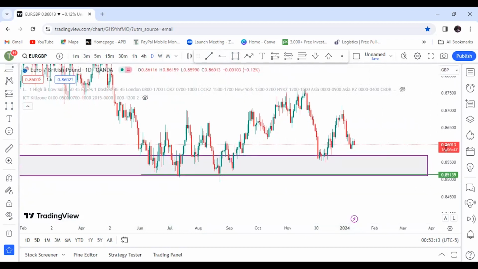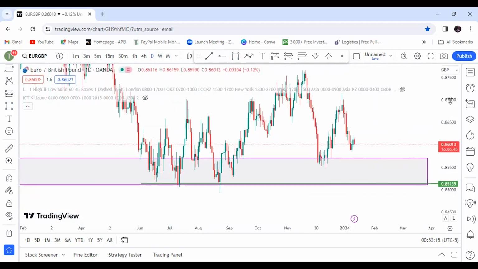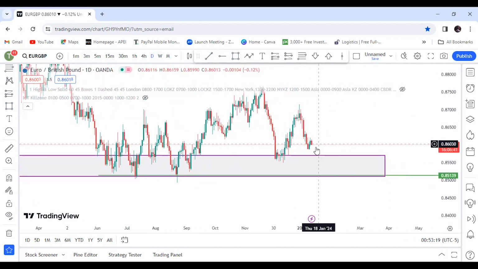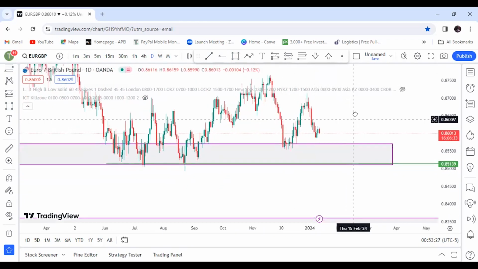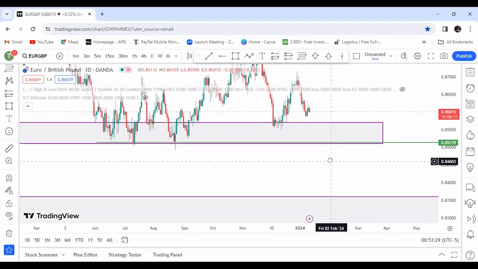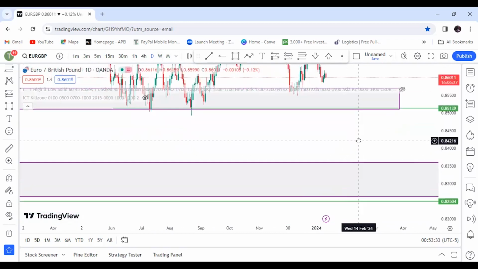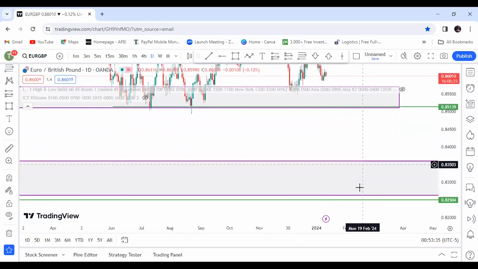So what we have from the daily time frame is that if the price continues pushing on the downside, then we want to see the price come all the way to this area of support, and then we want to see how the price reacts from that level. If the price is able to break below this level of support, then we will anticipate the price to come and test the lower level of support again.